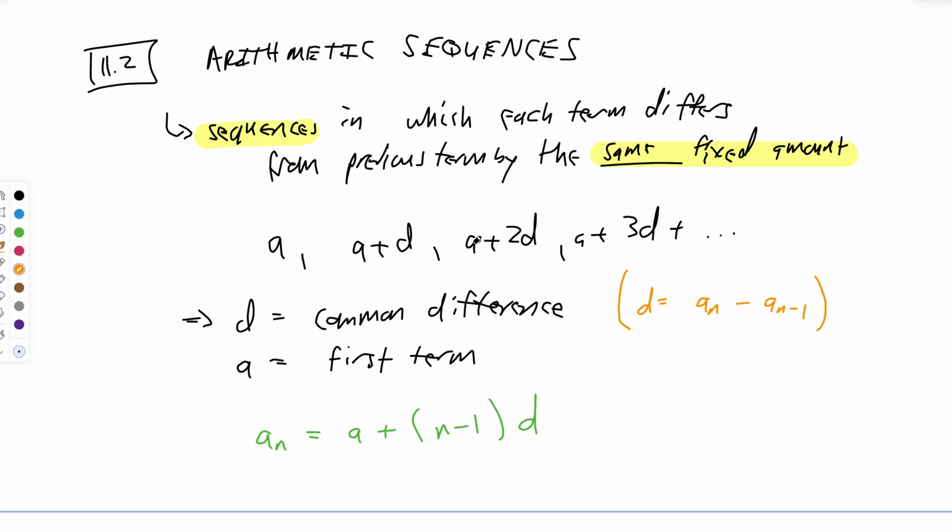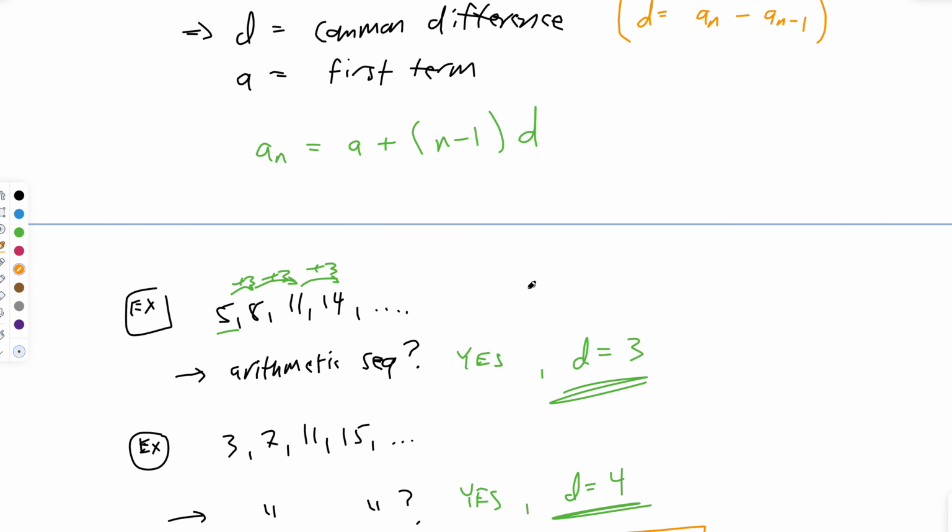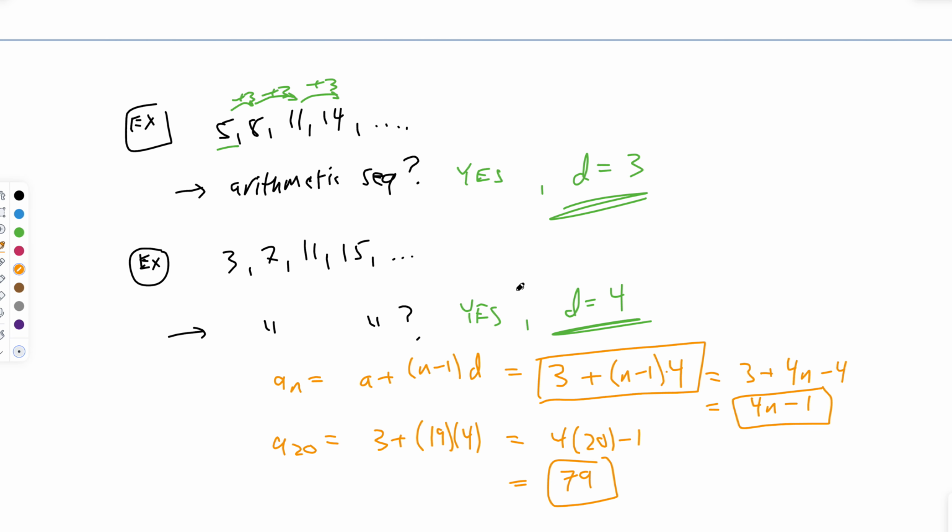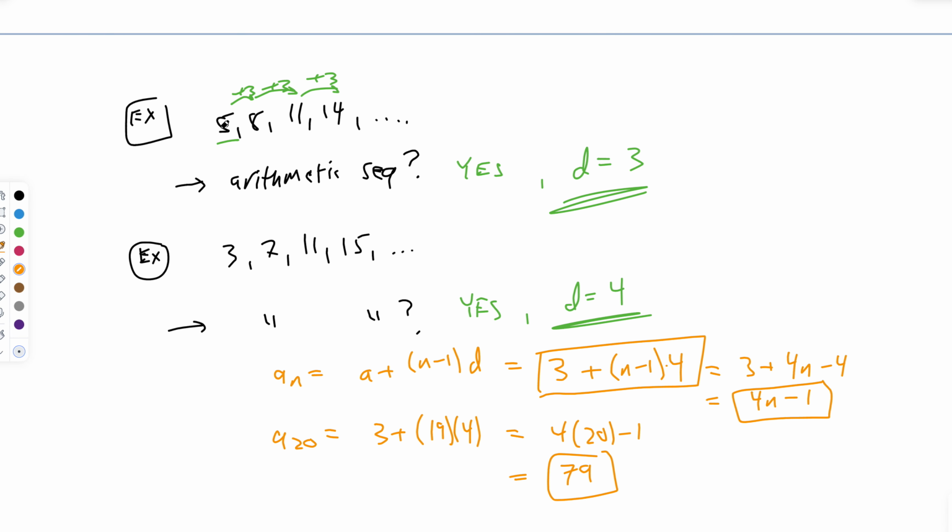Okay, hopefully that is making some sense. So let's take a look at a couple practice problems here. Start us off with this example, 5, 8, 11, 14, and so on. The first question is going to say, hey, is this an arithmetic sequence, right? And the way we do that is we would look at the numbers and try to figure out, is there a common difference?